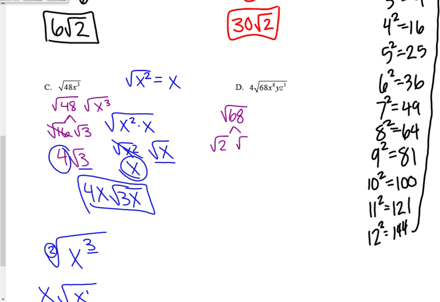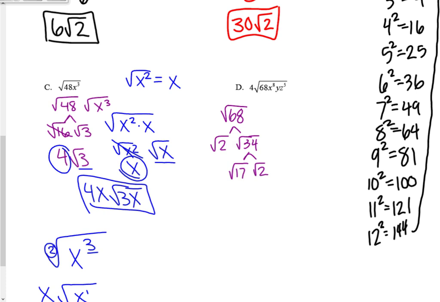So we can do 2 and 34. Well, I can't split up 2 any further. 34 is not a perfect square, so I'm going to split up 34. So 34 is 17 and 2. We can't split up 17 any further because it is a prime number, so I'm stuck at this point.